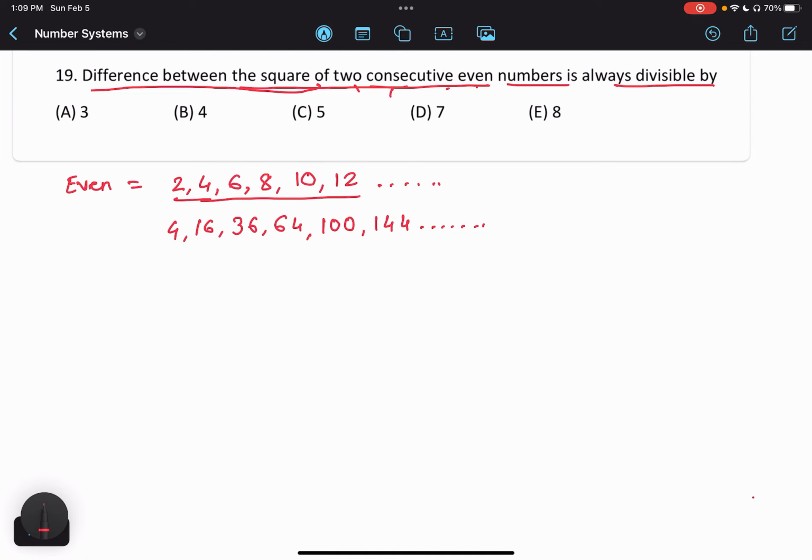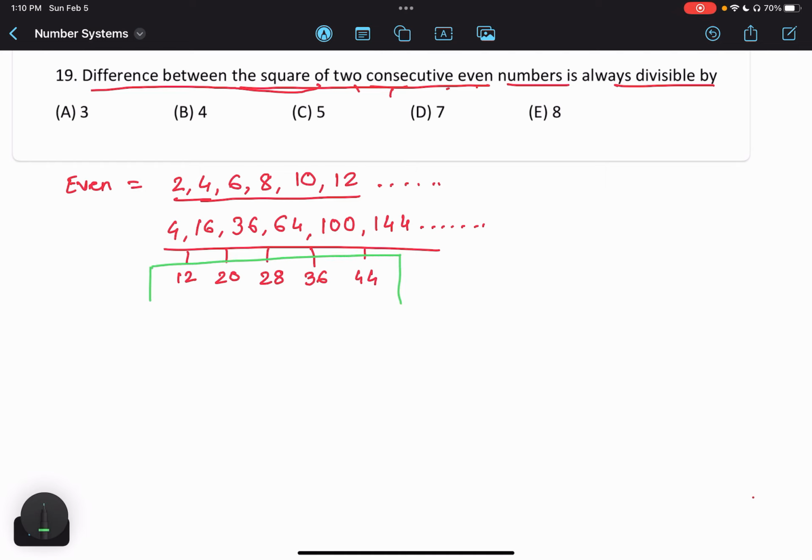Now the difference. The difference between 16 and 4 is 12. The difference between 36 and 16 is 20. The difference between 64 and 36, we can do 64 minus 30, which is 34, and minus 6, so it will become 28. The difference between 100 and 64 is 36. The difference between 144 and 100 is 44. This will keep going on, but right now, this many numbers are more than enough for us to make the relation.